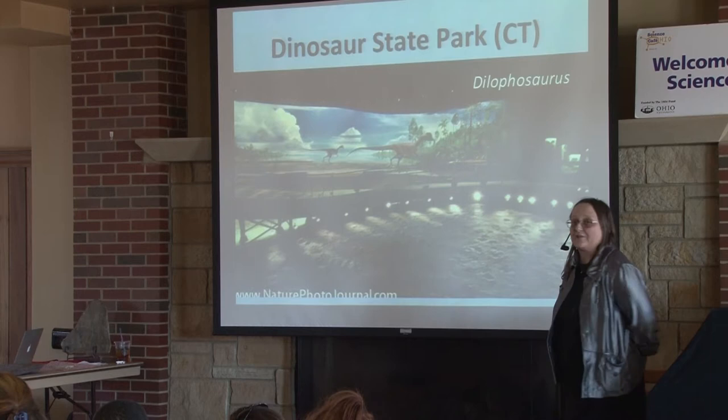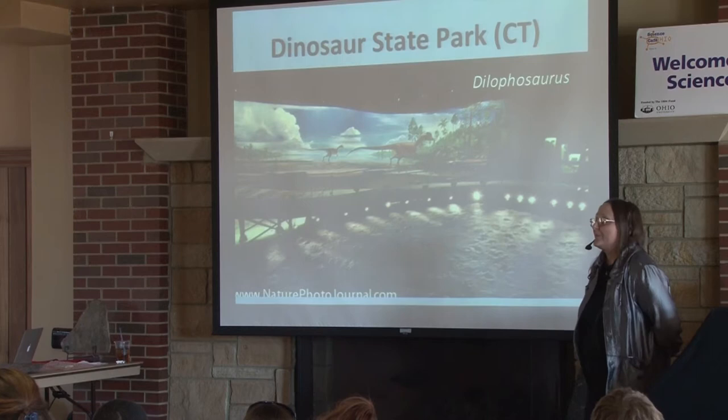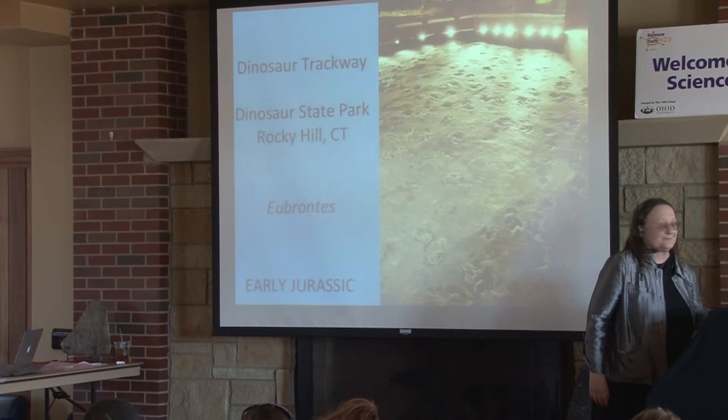And you can go to Dinosaur State Park. It's south of Hartford, Connecticut, where a huge dinosaur trackway, which we cannot see here, too bad, is exposed for people to look at. And it has these huge footprints from this dinosaur. That's a little bit better. And the name of the footprint is called Eubrontis.